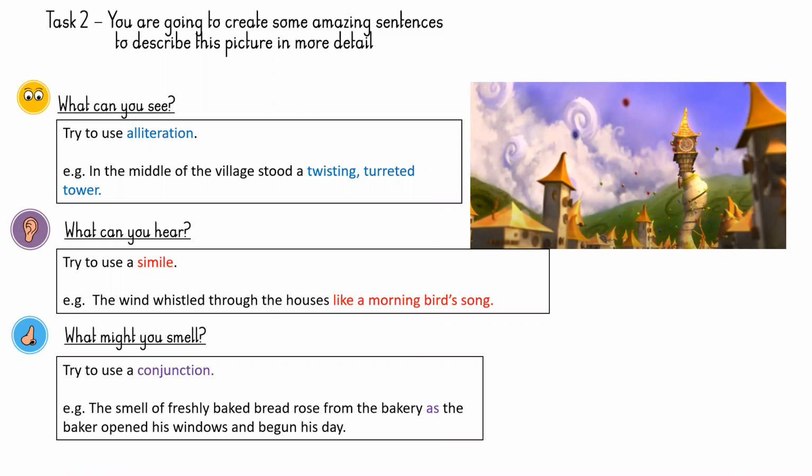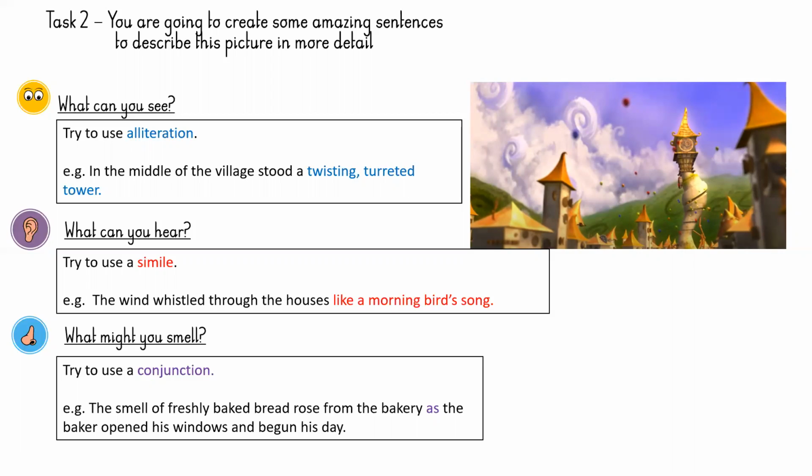Now, what we're going to do is start looking at adding even more description to our setting, okay? Because a lovely setting description is really important in a story because it allows your reader to visualize where they are. And if your reader has a really good picture in their head of where we are, they're going to have a much better understanding of what is happening in your story.